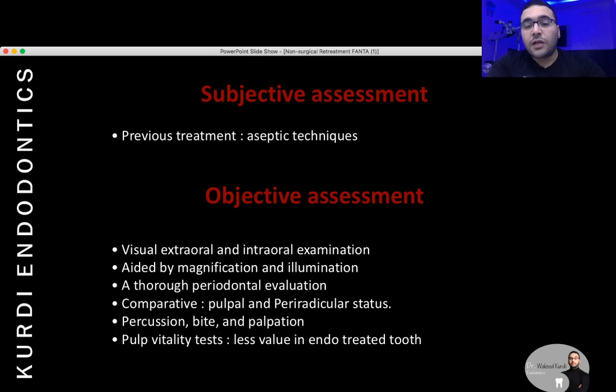If you are going to divide the assessment into subjective and objective clinical assessment, in subjective assessment you should just know if the previous treatment was done under a rubber dam or aseptic techniques or not. And objective assessment includes visual extraoral and intraoral examination, where magnification indeed will help, periodontal evaluation to exclude vertical root fracture, for example, or even to know if the tooth is restorable or not, and percussion, bite, palpation, pulp vitality test, all of that is very important.